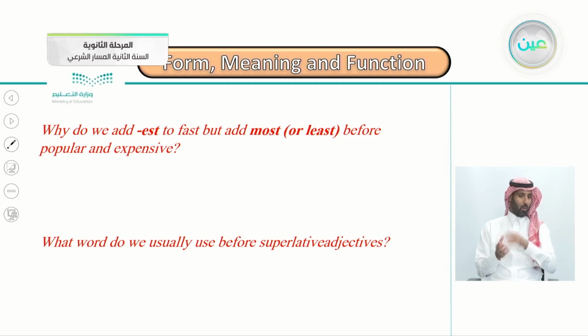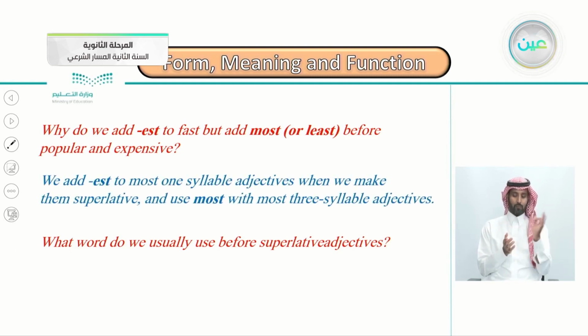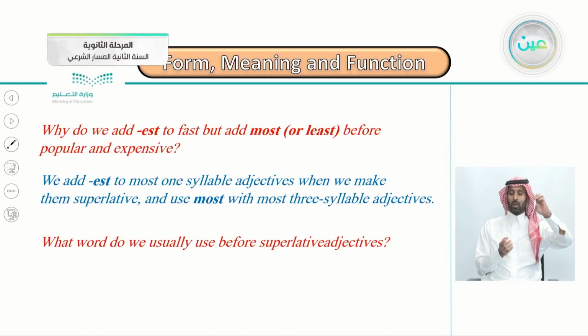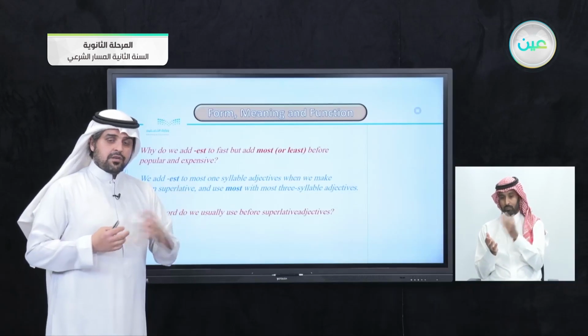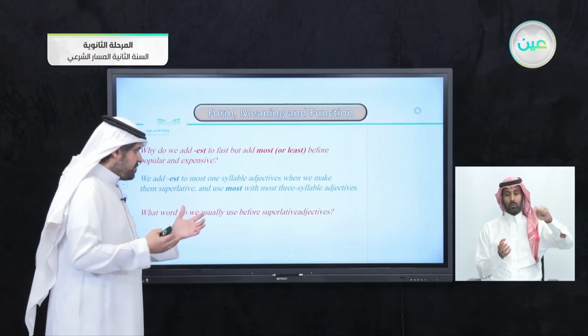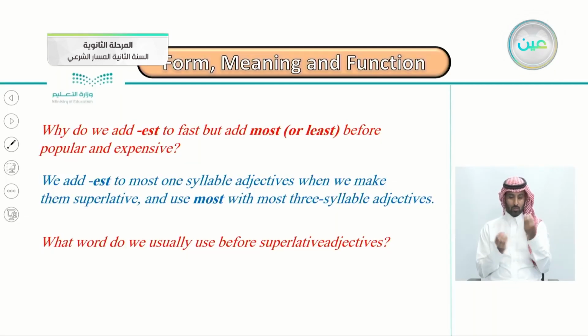Again, why do we add est to fast, but add most or least before popular and expensive? We add est to most 1-syllable adjectives, just like we did in the comparative, when we make them superlative, and we use most with most 3-syllable adjectives. So we're coming back to the syllables. If it's a 1 syllable adjective, we use est, the fastest, for example. And if it's a 3-syllable adjective, we write most or least.